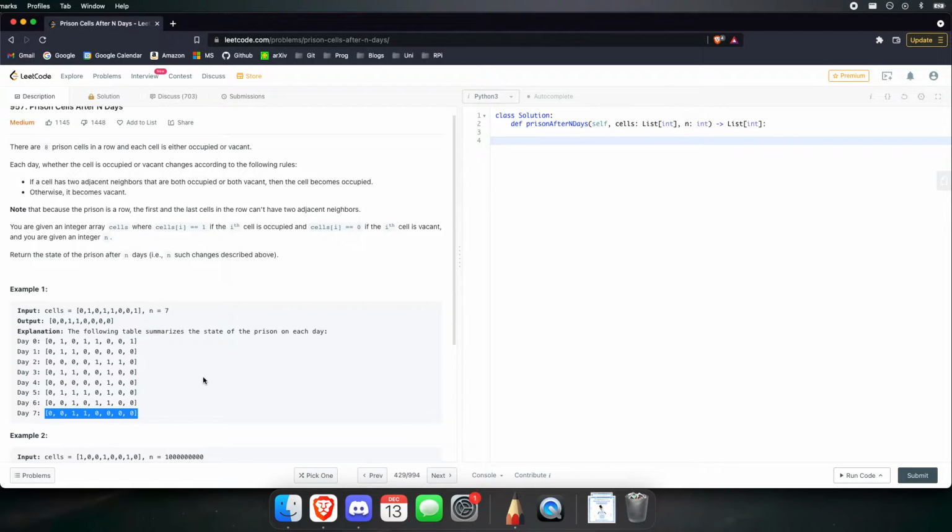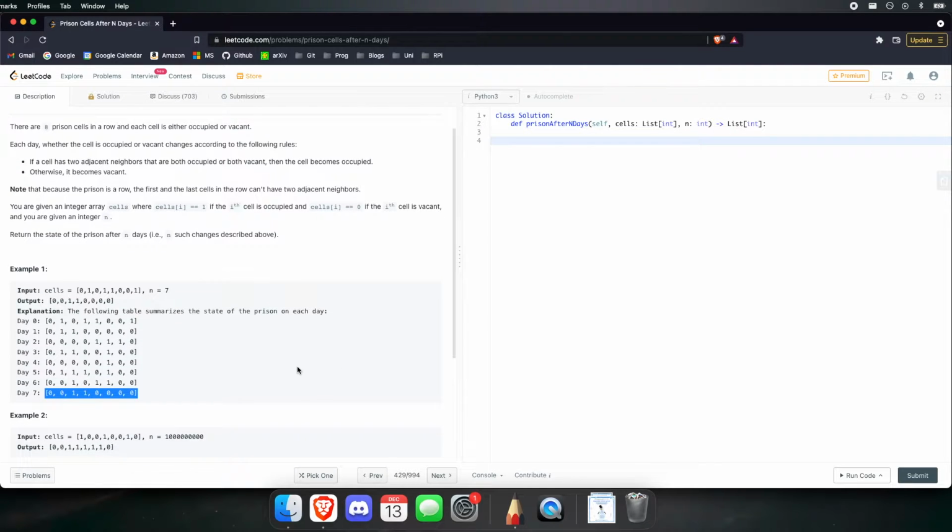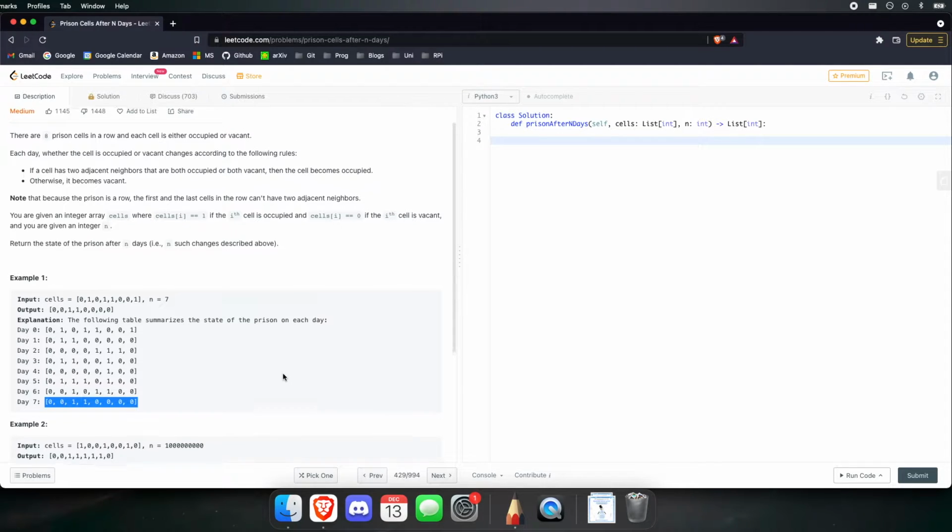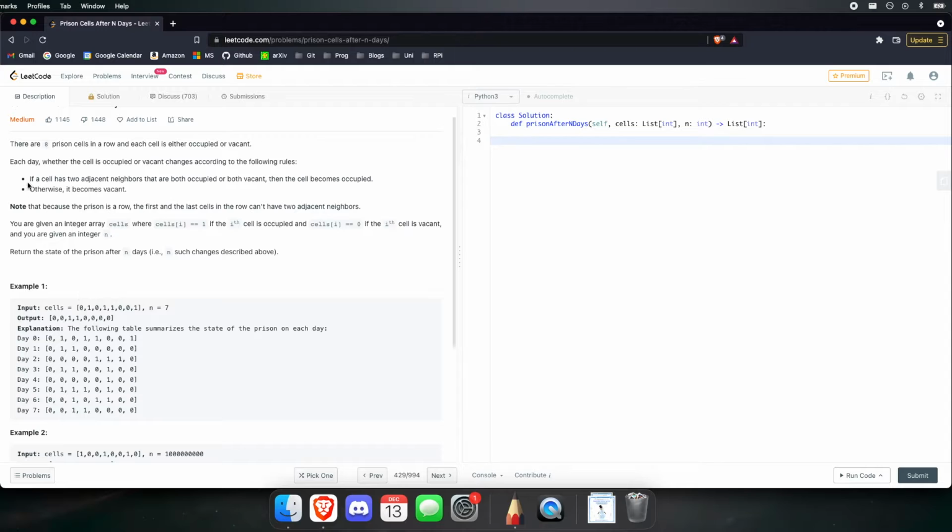Now this might seem like Conway's Game of Life, and that's because it kinda is. There's certain rules that we have to follow that determine the state of a cell, whether or not it's occupied or vacant. And that rule is dependent on its neighbors, just like Conway's Game of Life. So you might think this is pretty easy. Well, you just apply these rules for n days, but there's a twist.